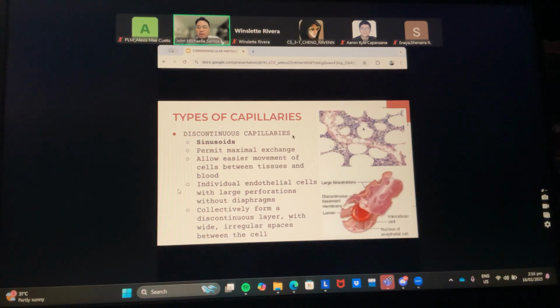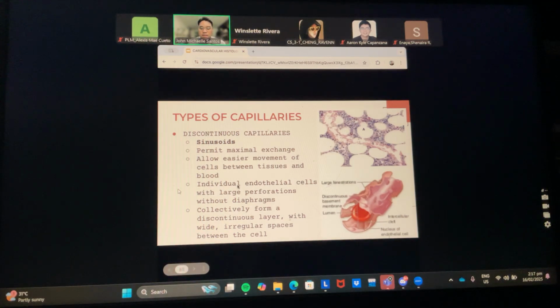And then you have your last type of capillaries. You have your discontinuous capillaries. Ano yung distinctive feature nila? They have sinusoids or mga pagitan, kumbaga, or mga one seat apart, ganun. So this is your sinusoids, ito, capillary that has sinusoids. This one is your adipocytes. So they permit maximal exchange, which allows easier movement of cells between tissues and your blood.